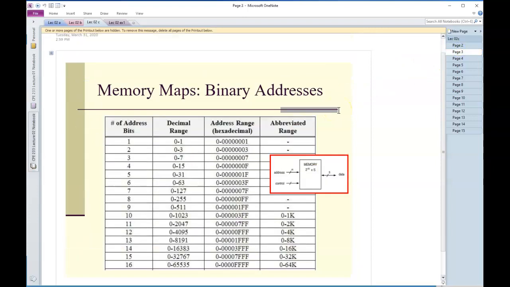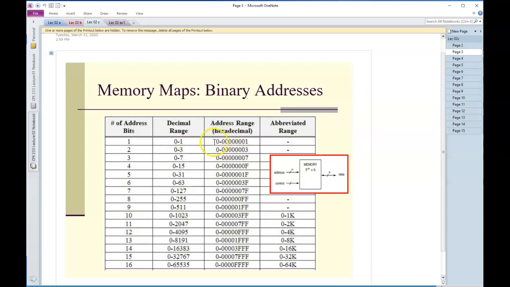This is a table I chopped out of the book, and I always say these are numbers that you should know. You should have these numbers memorized. It's just binary numbers all over again, but it's related to the number of address bits in a memory. If I have this many address bits in a memory, like a RAM, this is going to be the decimal range of that associated memory, and this is binary.